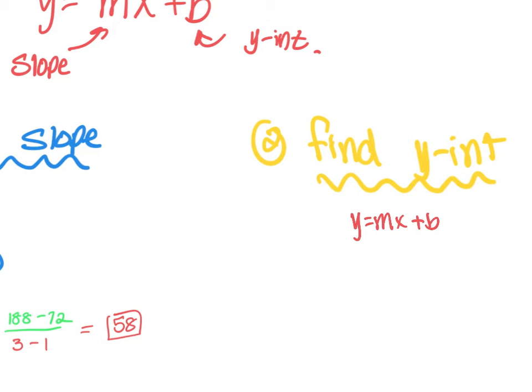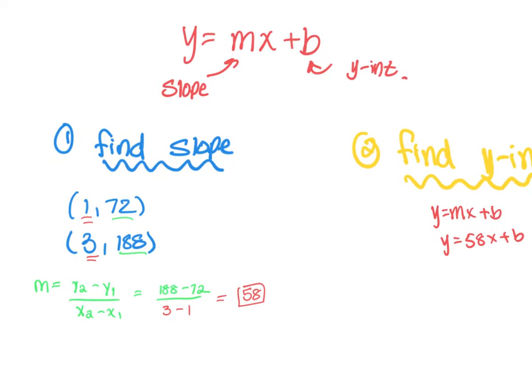I can plug in a 58 for m, or substitute my 58 for m, so I have y equals 58x plus b. And what I want to do is find out what b is. So I'm going to have to make this an algebraic equation. I'm going to choose my favorite point. I like to work with smaller numbers, so I'm going to choose my first point right here and know that this is an x value and this is a y value.